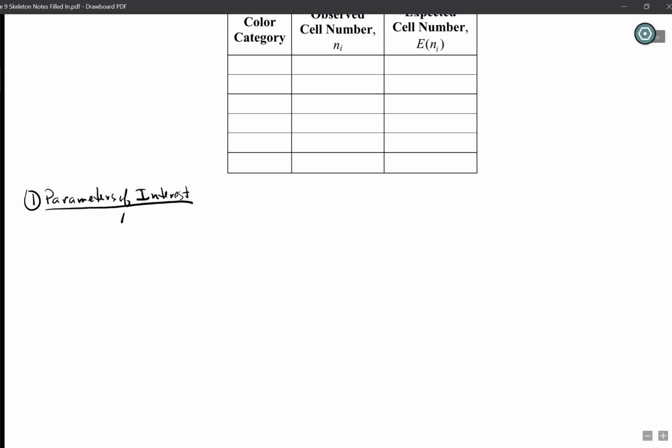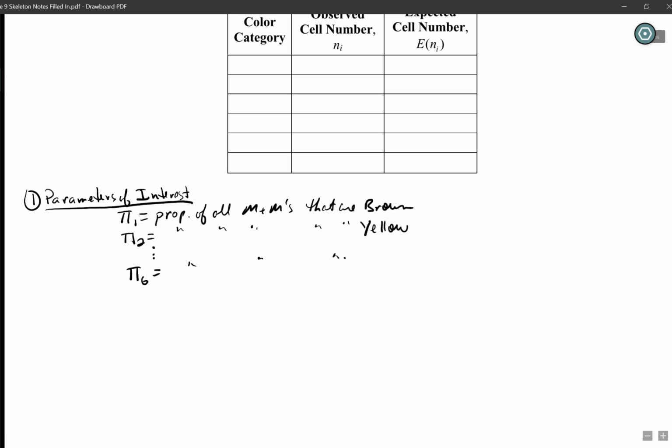Okay, pi 1 would be the proportion of all M&Ms that are brown. Then pi 2 will be the proportion of all M&Ms that are yellow. And then we could have that designation all the way down to pi 6, which is the proportion of all M&Ms that are green. So I have 6 parameters there, 6 parameters of interest.